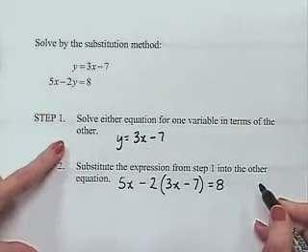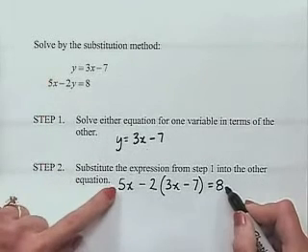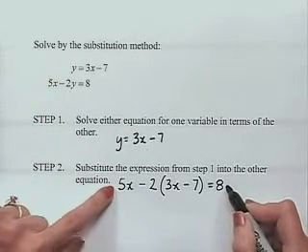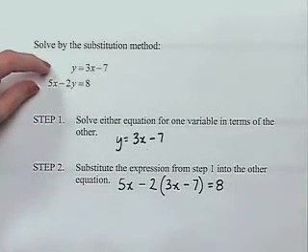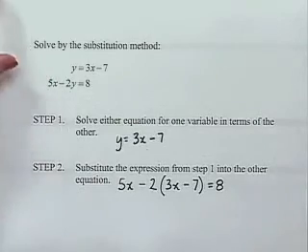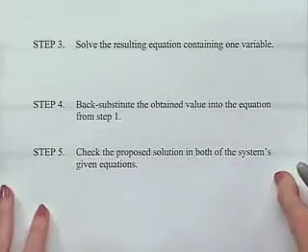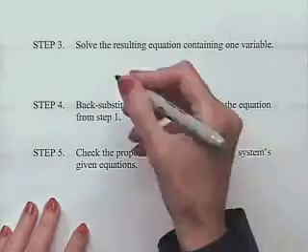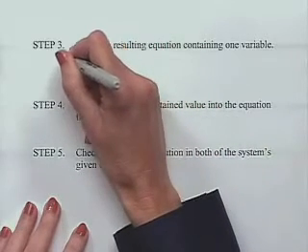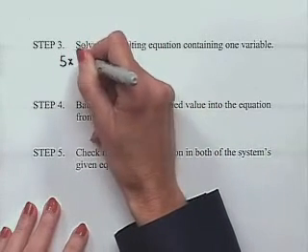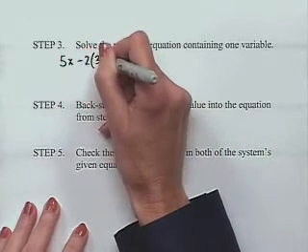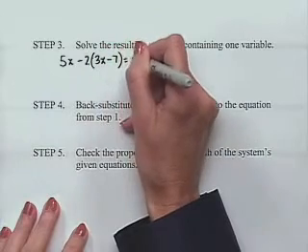Notice that what occurs then is we end up with a single equation with one variable, as opposed to having two equations and two variables. Now we're going to take that resulting equation, which contains one variable, and we're going to solve it. So once again, what we had was 5x minus 2 times (3x minus 7) equals 8.